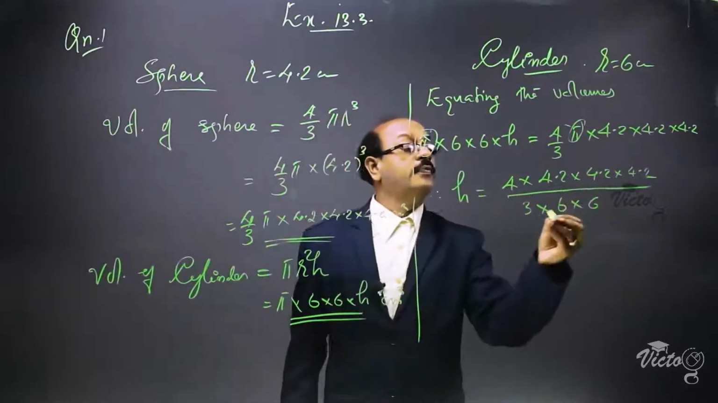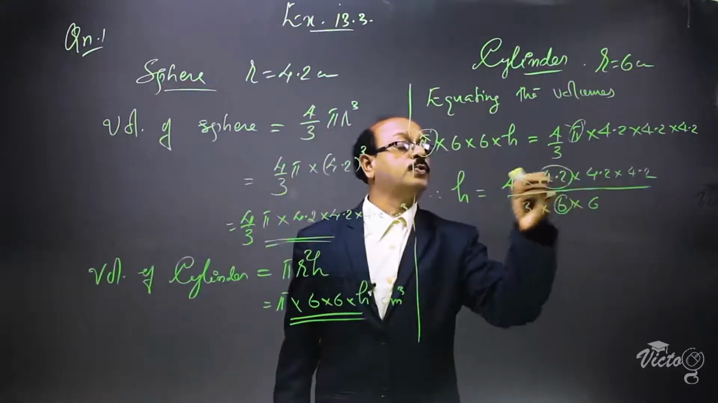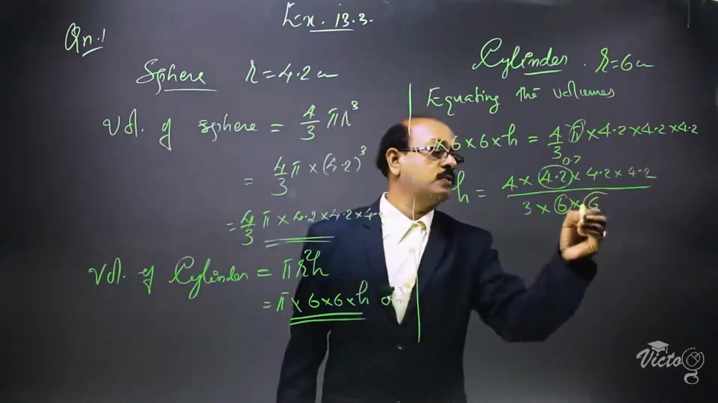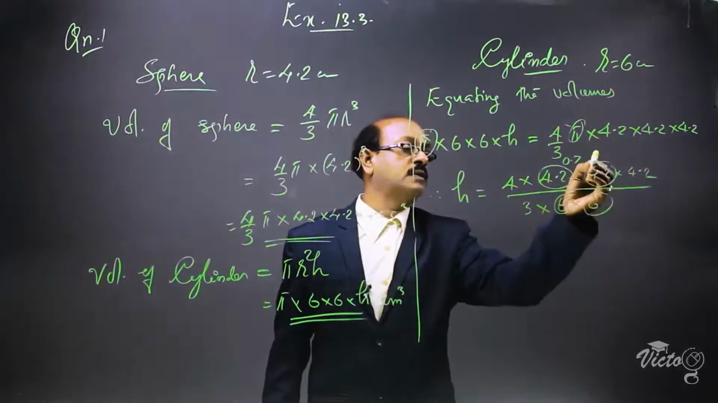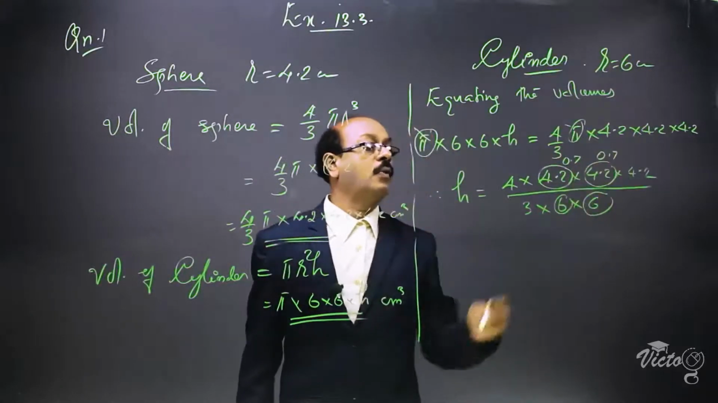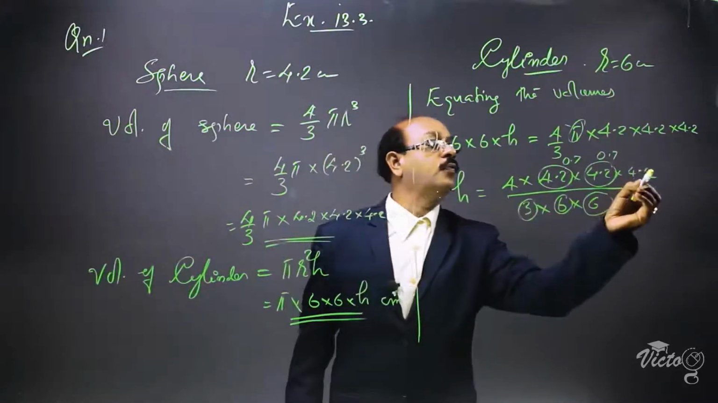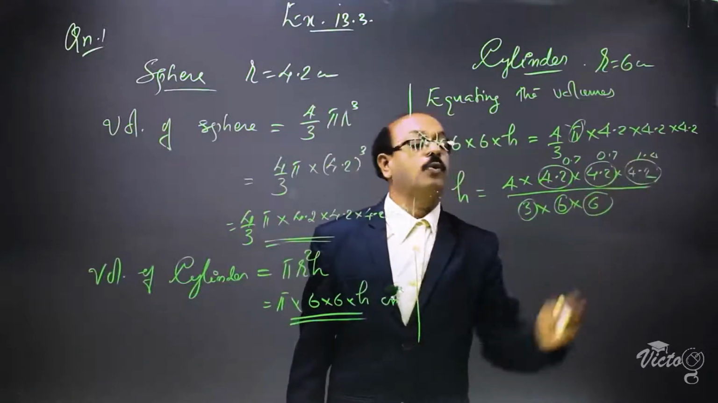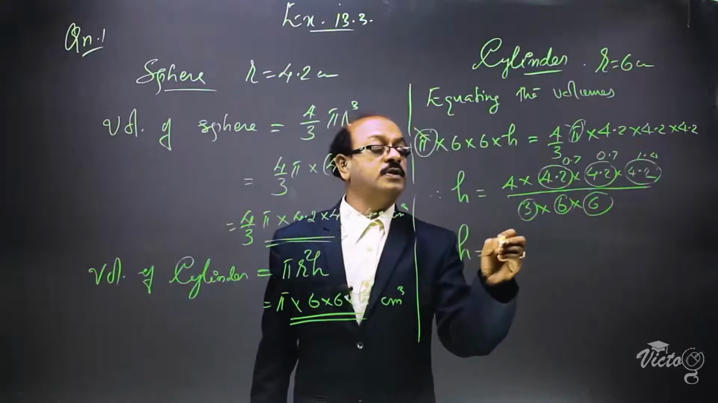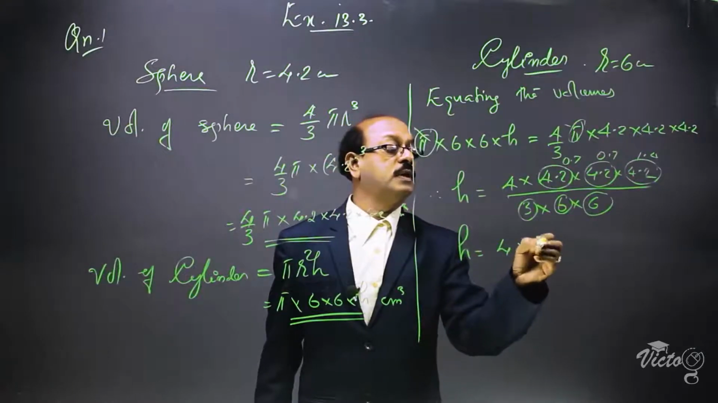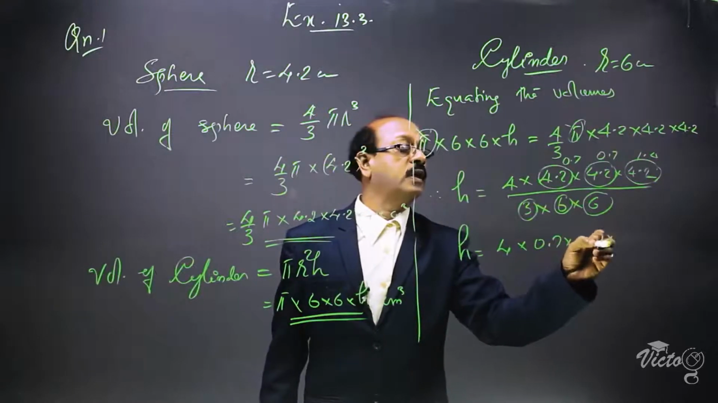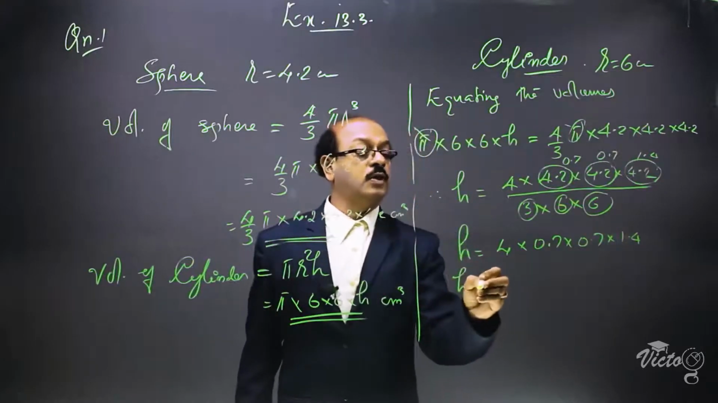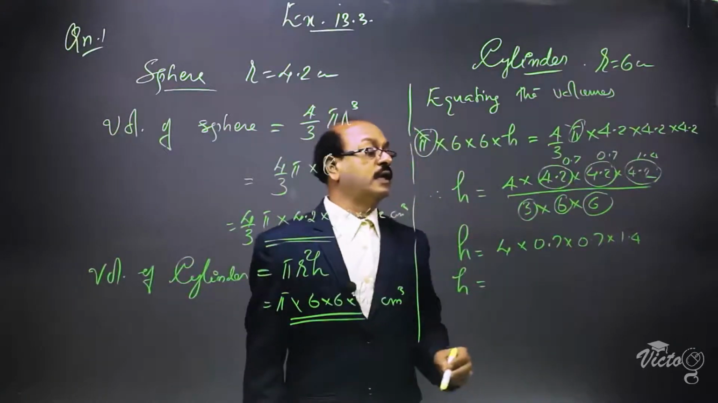Now this 6 and 4.2 can be cancelled, it is 0.7. Here also 6 and 4.2 get cancelled, it is 0.7. Now this 3 and 4.2 can be cancelled, it is 1.4. So h is equal to 4 into 0.7 into 0.7 into 1.4. h is equal to 7 into 7, it is 49.